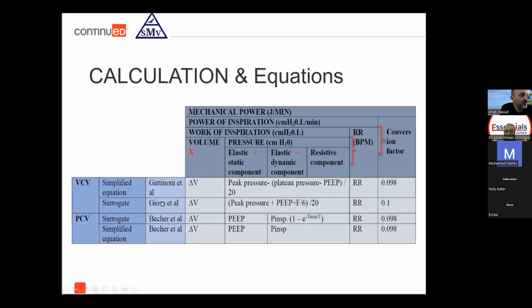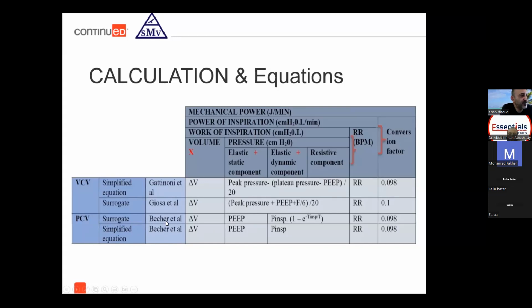So after a year or two, Giosa did this article with another calculation. Again, same idea, delta volume, change in volume, multiplied by the peak pressure plus PEEP plus the flow over 6, all divided by 20. Multiplied by the respiratory rate, again multiplied by the conversion factor. So this is supposed to be a little bit simpler than the initial formula by Gattinoni.